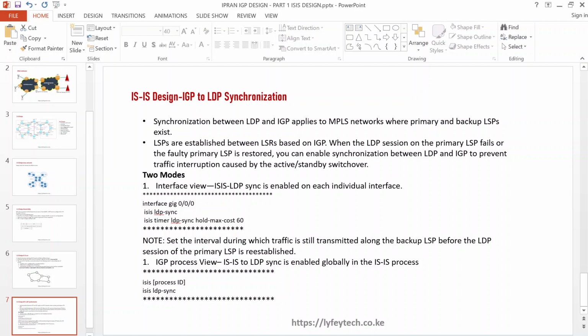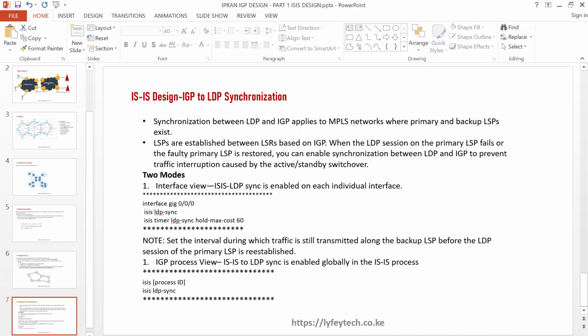Because if it doesn't synchronize, then you have traffic switching over to an LSP that doesn't know how to forward the traffic. The LSP is up, but there is no synchronization between the IGP and LDP. So normally you need to enable this IGP to LDP synchronization to ensure that we are not having traffic interruption whenever there is an active standby switchover of the LSPs.